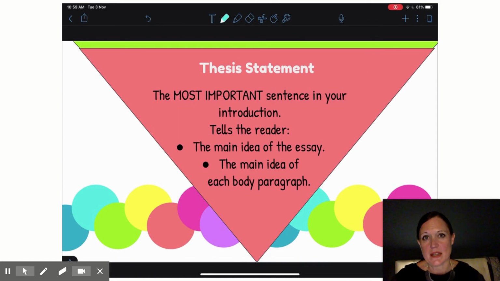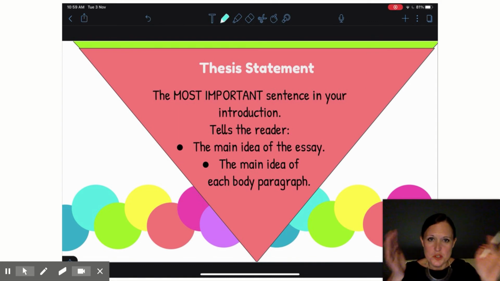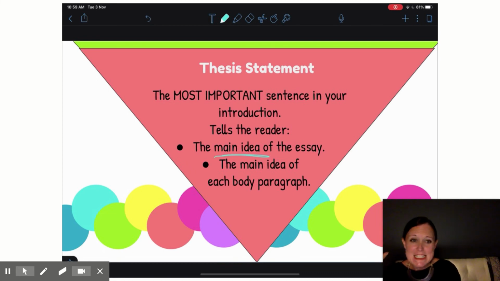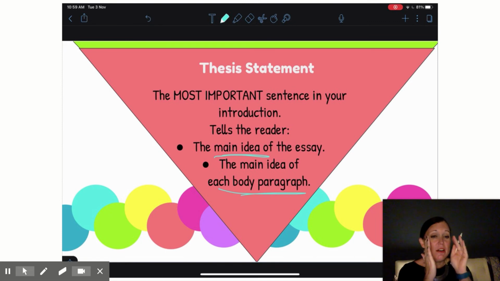We talk a lot about the thesis statement, so hopefully you should be able to scream this out with me right now. The main idea of the essay, and the main idea of each body paragraph, right? We all know by now what the thesis statement purpose is, where it goes, and how to write one. I hope we should.